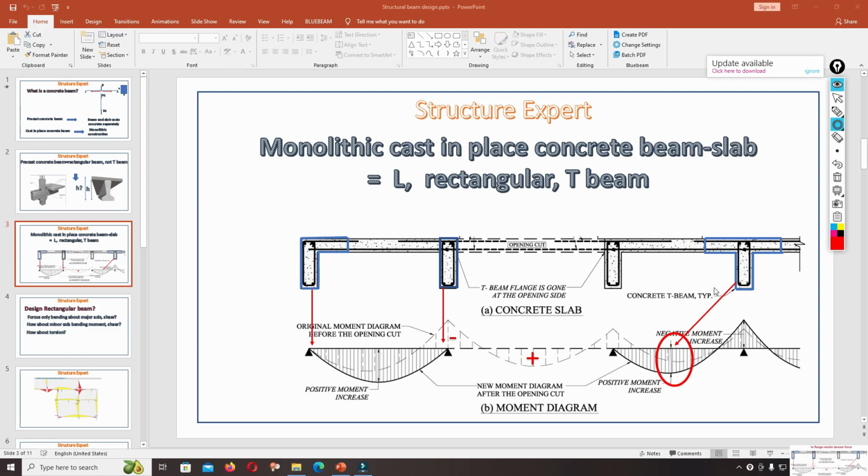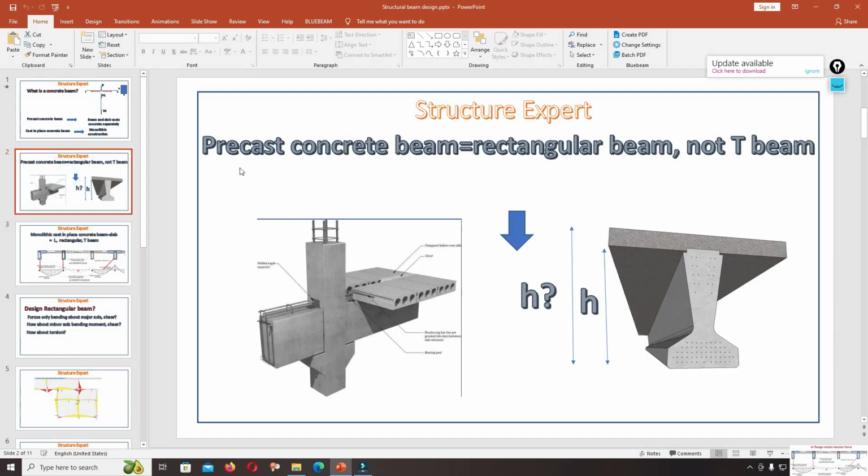For the rectangular beam, when the negative moment makes the tension plane of the concrete slab receive the tensile stress, you cannot take into account the plane of concrete in design. So in this case, we design only for the rectangular beam. It is the same for the precast concrete beam. A precast concrete beam cannot be designed as a T-beam; only the rectangular beam design is available. I hope you are clear with what I explained.